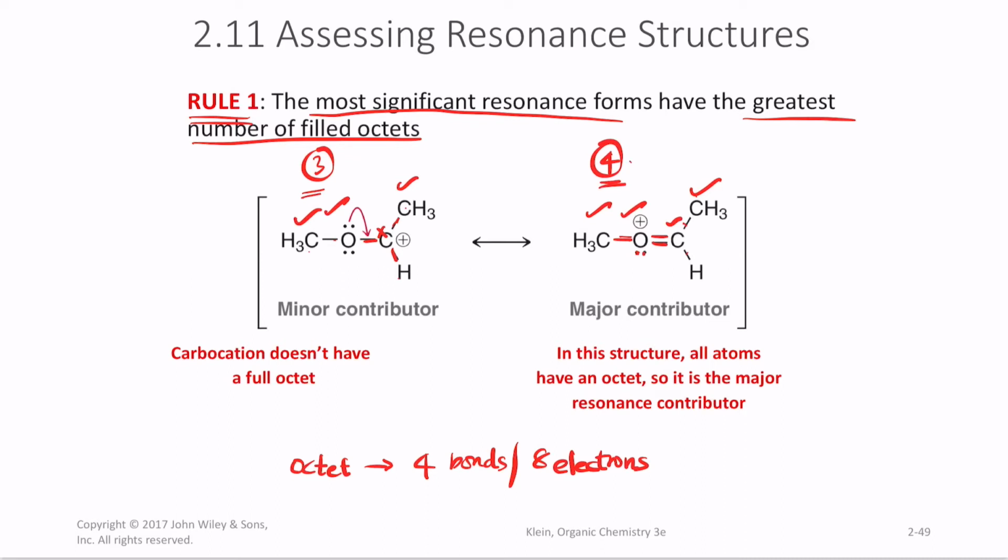So whichever has the higher octets becomes the major contributor. So in this structure, all of the atoms have an octet, so it becomes the major contributor. Whenever you have a carbocation, always remember that whichever becomes the major structure will always be the one that has the highest number of octets. In this structure there is a carbocation that does not have full valency, which means it does not have a full octet, so it's not a good resonance structure, or a minor contributor to the final hybrid.